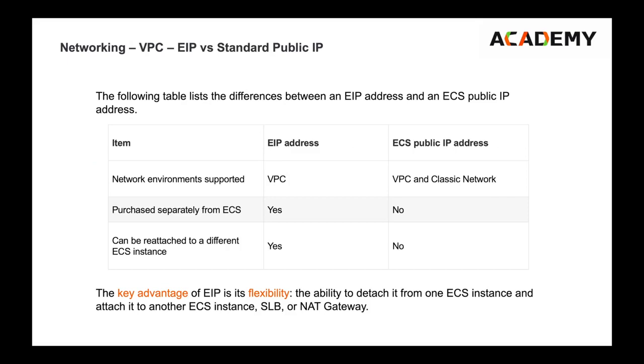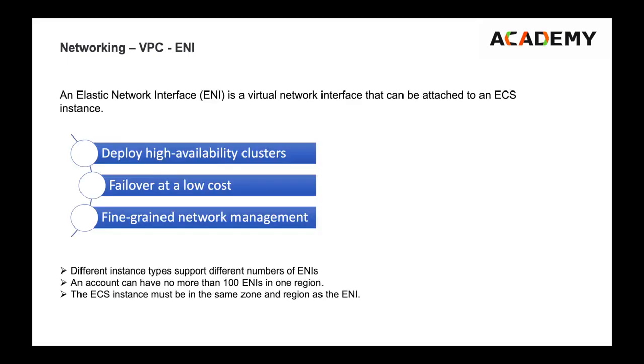If you compare EIP versus standard public IP, you'll find that this is the major advantage. So EIPs are purchased separately from ECS and they can be reattached to NAT gateways, load balancers, or other ECS instances whenever you want. So the advantage is flexibility. Public IP doesn't offer that flexibility, but it is slightly cheaper. So public IPs attached permanently to an ECS are cheaper than elastic IP addresses, but lack the same level of flexibility.